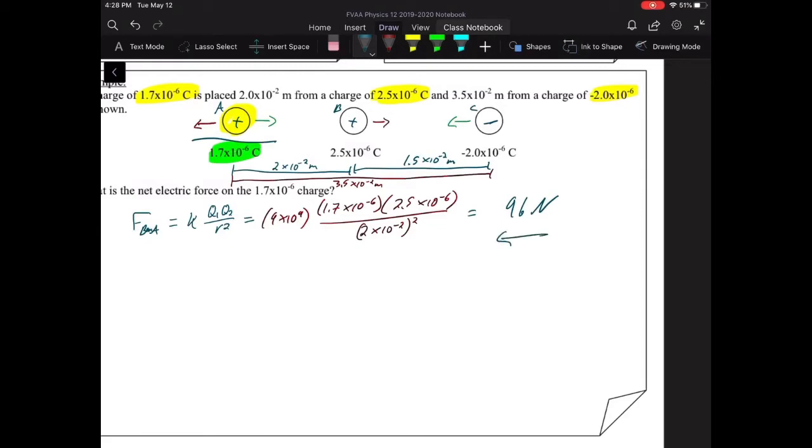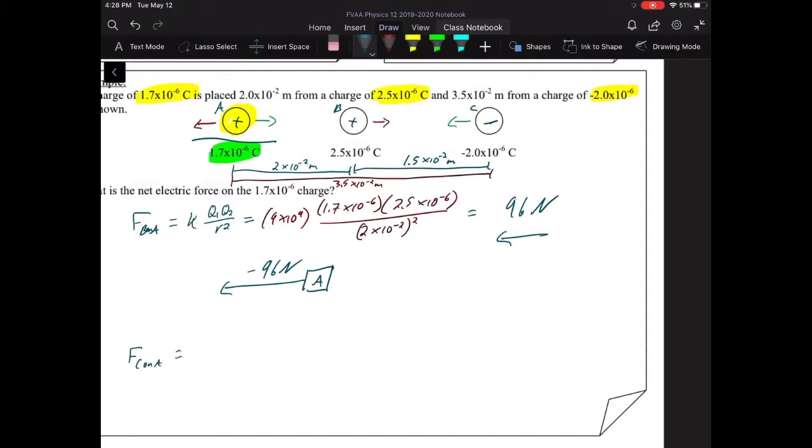Okay, so that's actually, if I'm looking at my free body diagram, if this is my particle A, then now I have a force of 96 newtons to the left, or negative 96 newtons. Now I'm going to use my negative to show the direction of the force, okay? Even though I didn't get a negative in from my equation. Now let's solve for the force on the other one. So force of C on A.